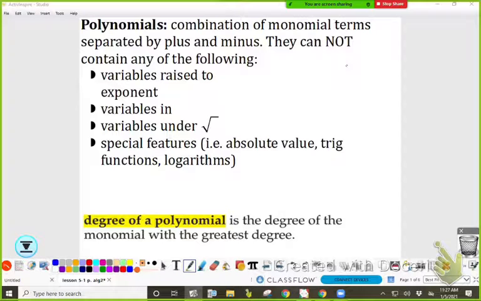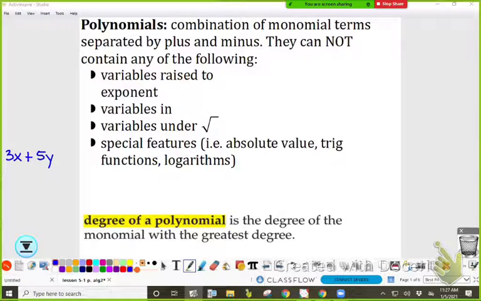Okay, this is the rest of the lesson of 5.1. So first of all, we need to talk about what a polynomial is. A polynomial is a combination of monomial terms separated by plus or minus. A monomial term is just one term, like 3x, and the second you start adding or subtracting things to it, it becomes a polynomial. So when you combine those individual terms, it's called a polynomial.